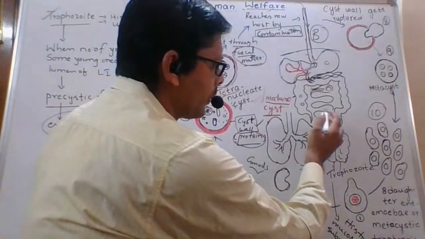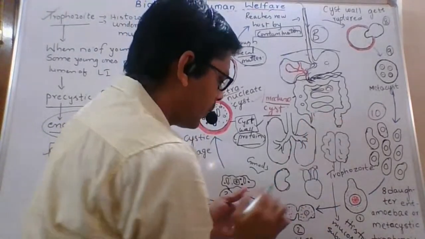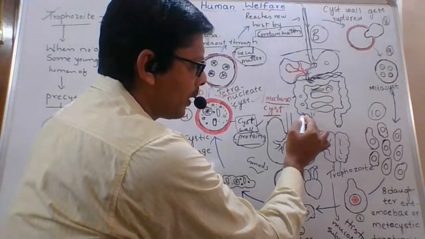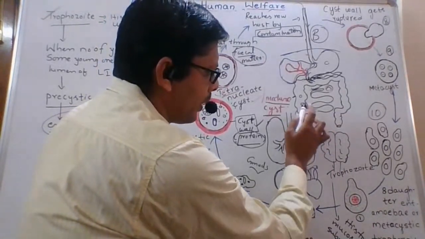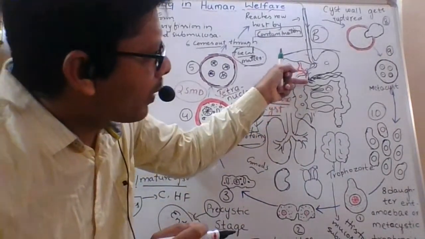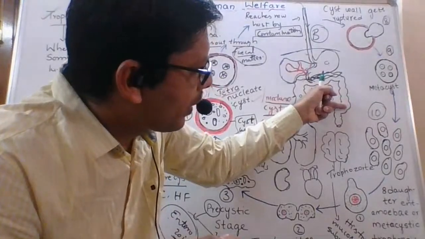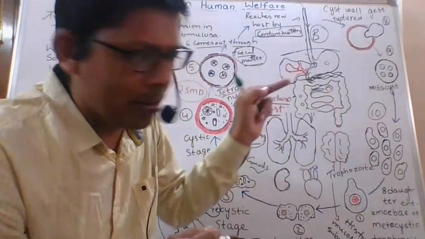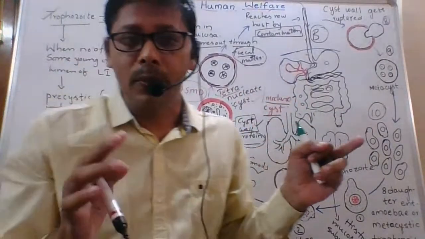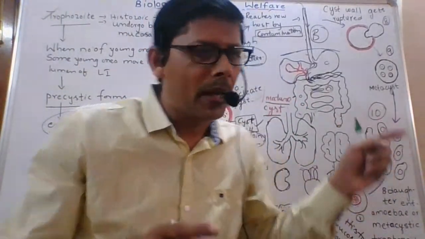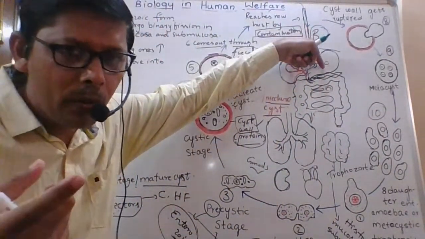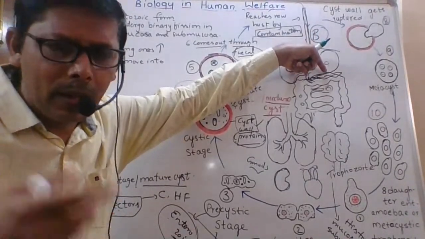The small intestine is connected to the large intestine. It opens into the first part of the large intestine, called the cecum. Then come the ascending colon, transverse colon, descending colon, sigmoid colon, rectum, and anus. Now it comes to the large intestine from the small intestine. I will show you in this diagram. It entered a new person, a new host, through mechanical vectors, houseflies.